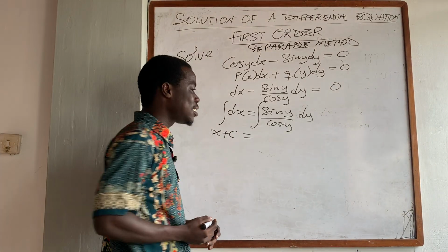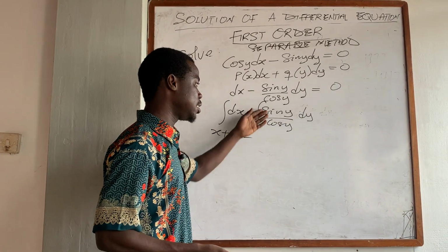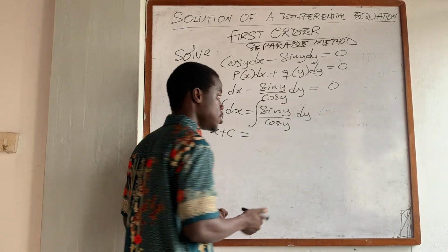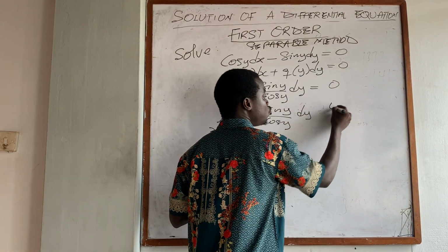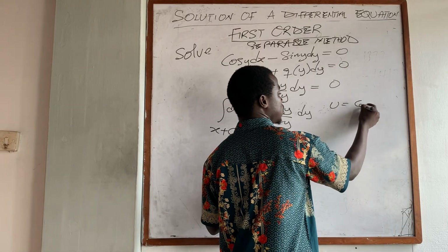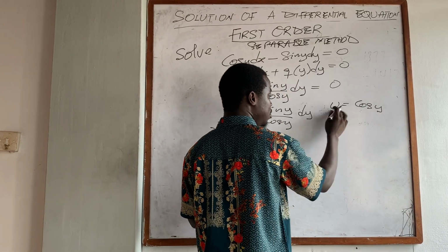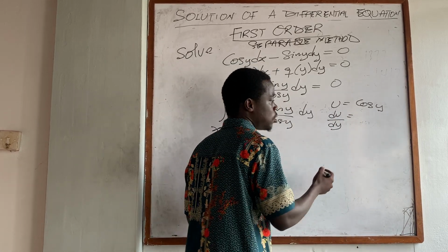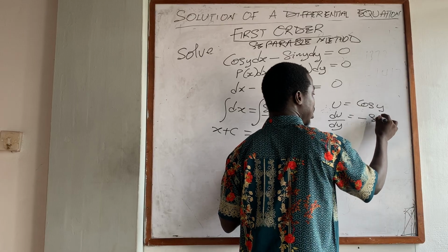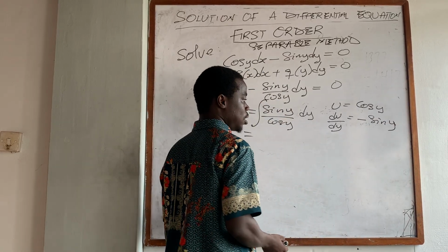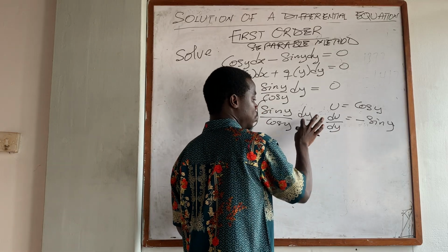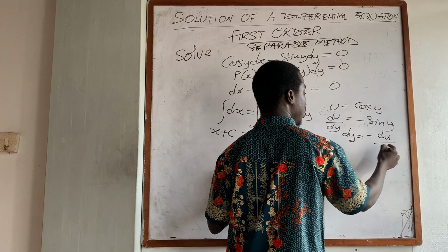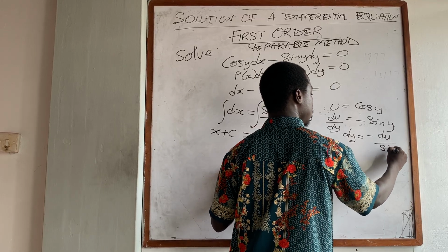Now I have to integrate this. So what I will do is, here it is in terms of trig identities. So let's see whether the substitution method will work over here. With the substitution method, I will say let u be equal to what I have here, cos y. Then let me differentiate it. So I will differentiate u with respect to y. That one will give me negative sine y, right? Now I want to find dy because there is dy here. So dy will be equal to du over negative sine y.